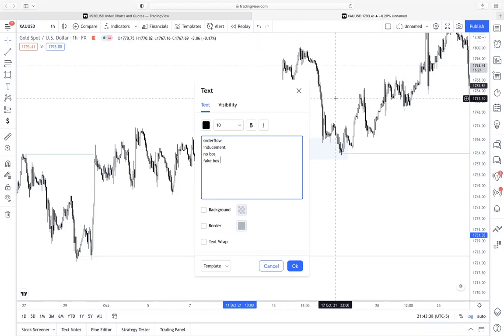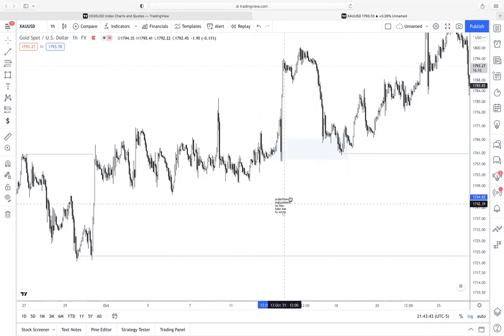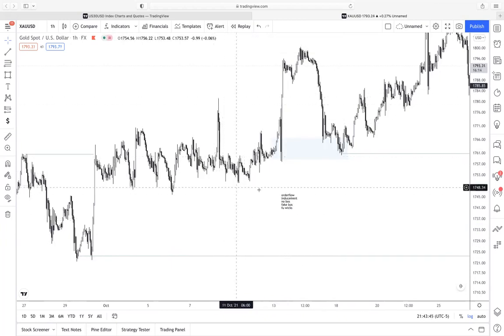We don't need to do that. And then our FU wicks, right? FU wick, just take liquidity and form it. Like this is a FU wick, this is an FU wick. So we'll get into that.